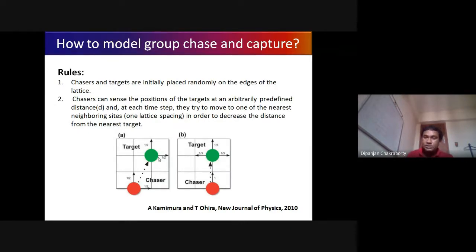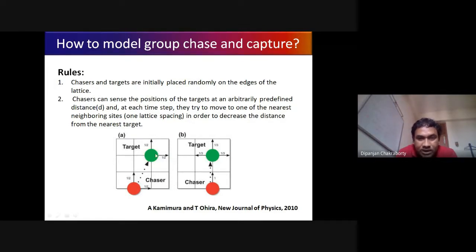So how do we model this group chase and capture in lattices? The chasers and targets are initially randomly placed on a square lattice, on the edges. If a chaser is there and a target is there, they first calculate the distance, and suppose there is another one here. The nearest one will be chased, right? At each time step they try to decrease the distance. The chaser always tries to decrease the distance by one lattice spacing.